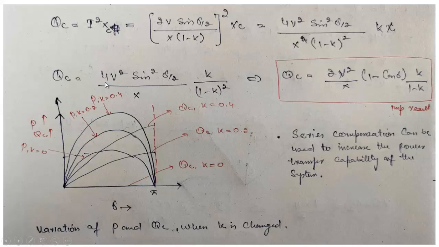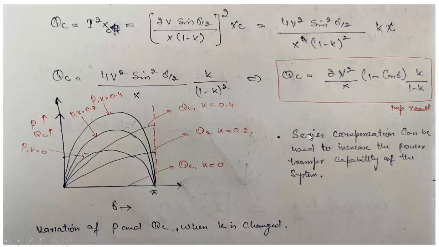So Qc will be equal to 4V squared sine squared delta by 2 over x, into k divided by 1 minus k whole squared. So Qc will be equal to twice V squared by x, because the 2 will be consumed with this sine squared delta by 2, and it comes out to be 1 minus cos delta, into k divided by 1 minus k, whole squared.